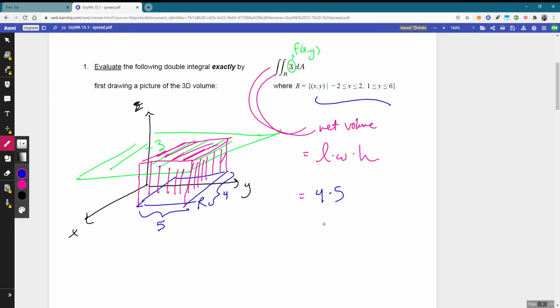and then the height, we're just going up to our graph at z equals 3. So multiplying those together, 60 units cubed is the exact value of our double integral here.